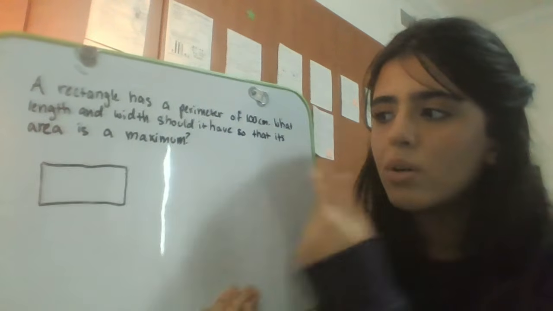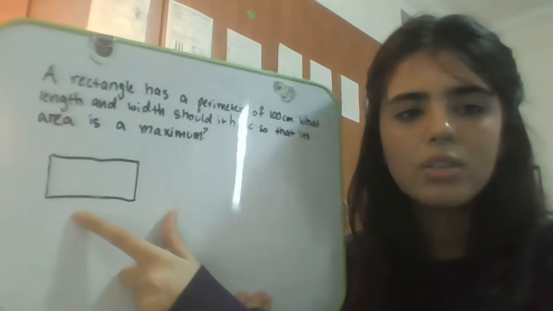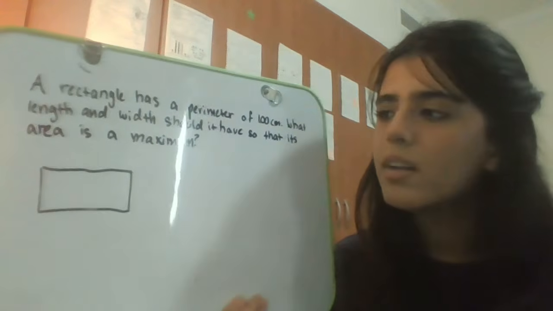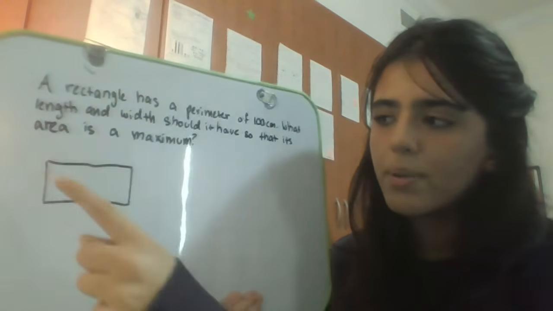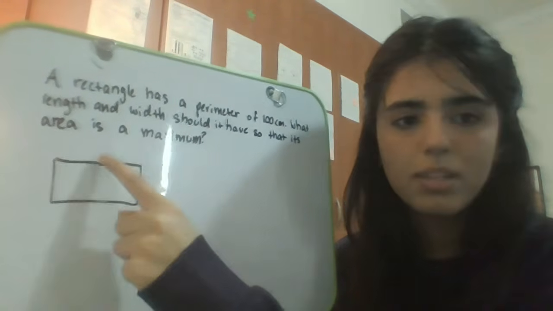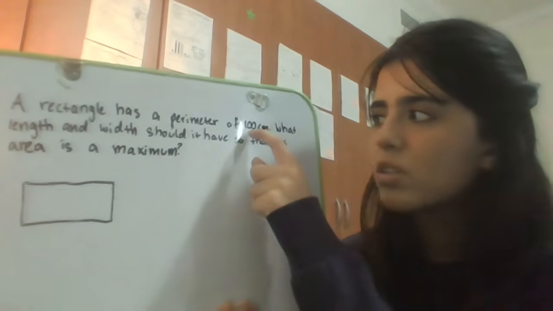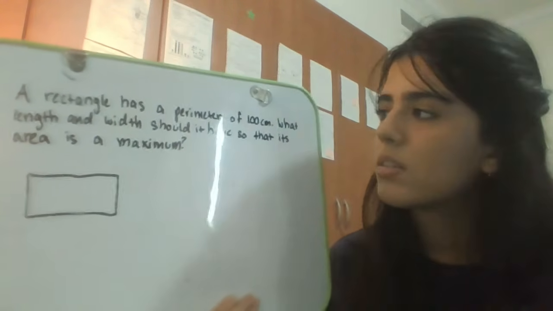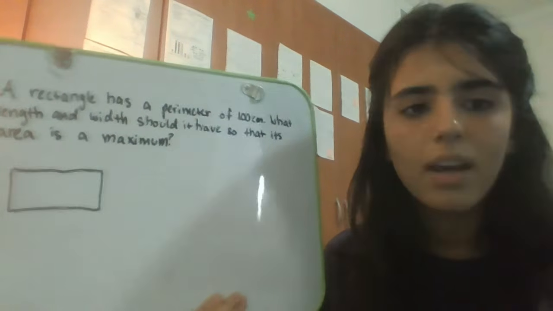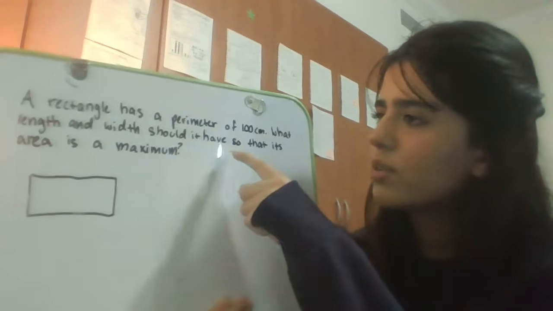What we don't know is the length and the width. So we can assume those as x and y. You can use any variable, but I'm just going to use x and y. And to find the perimeter, it is 2 width plus 2L, because the perimeter is basically adding each side up together. So 2x plus 2y equals 100 centimeters. That will be our first equation.